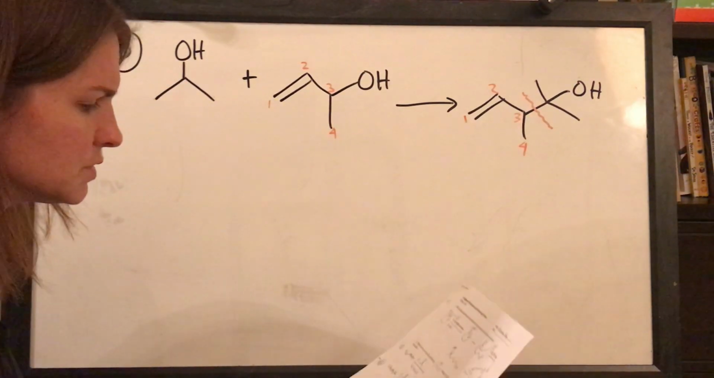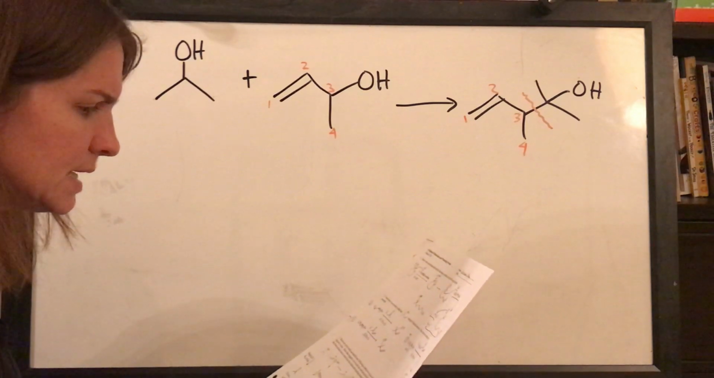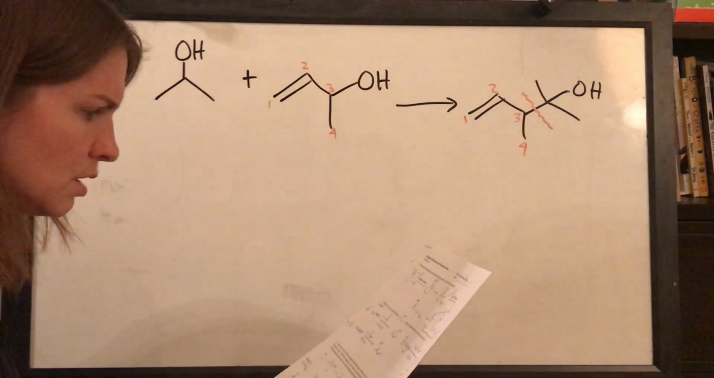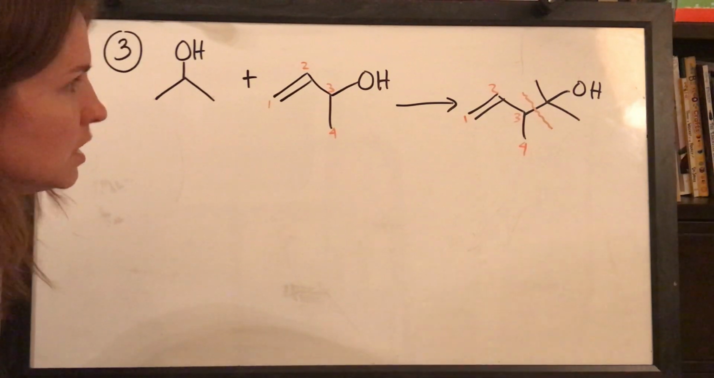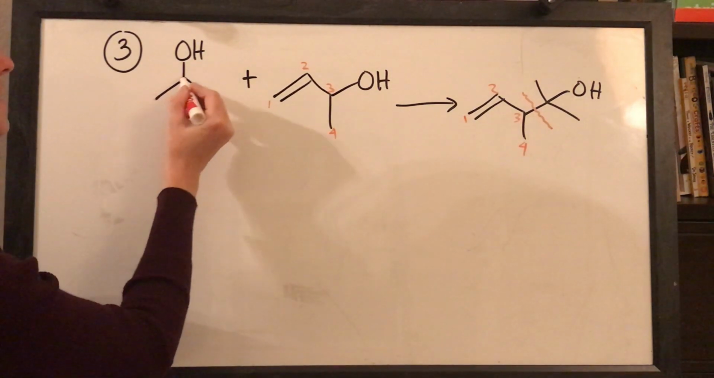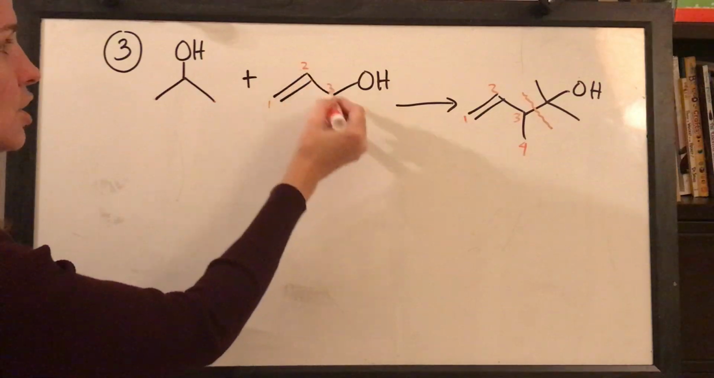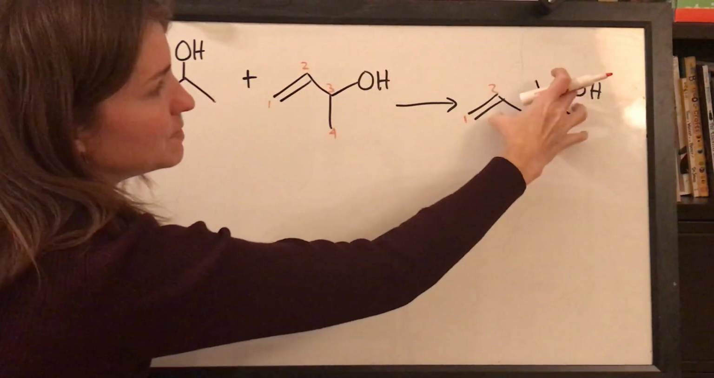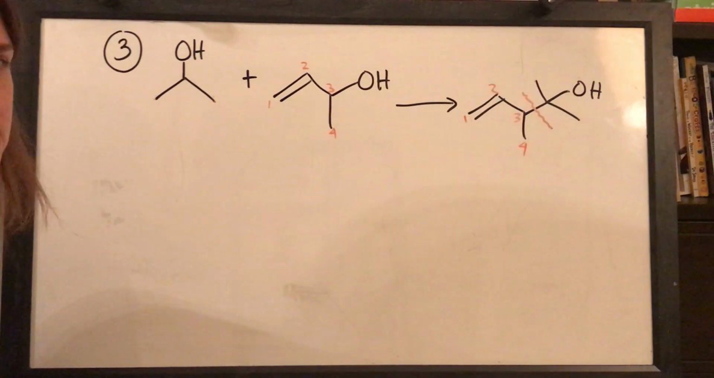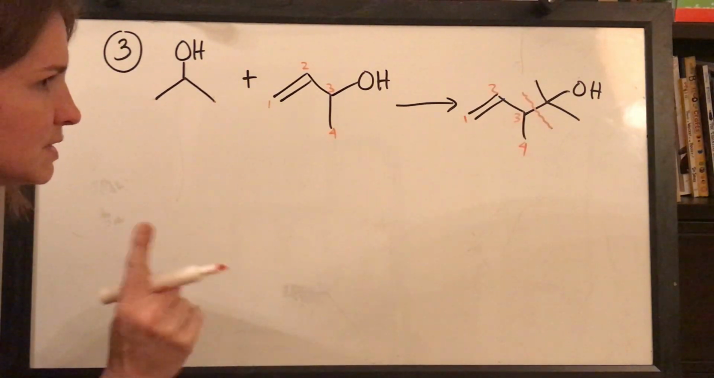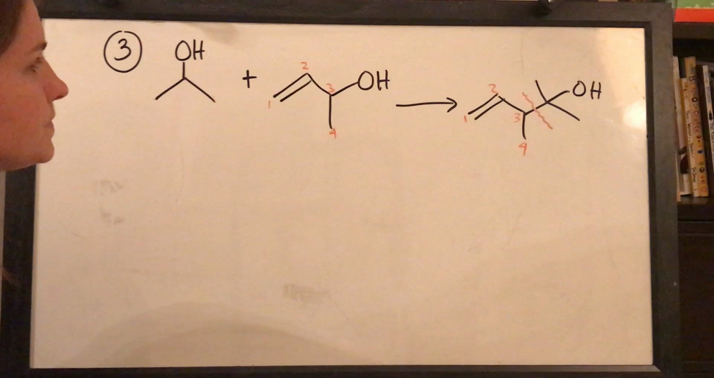Let's make sure we read the rules correctly in this problem. It says that all carbons in the final product must come from the indicated starting material. Okay, so these carbons that I start with in my reactants, they all have to be the carbons that end up in my product molecule. I'm not allowed to throw in a different reagent that's going to supply those carbons. So that's something to be careful about in the rules.